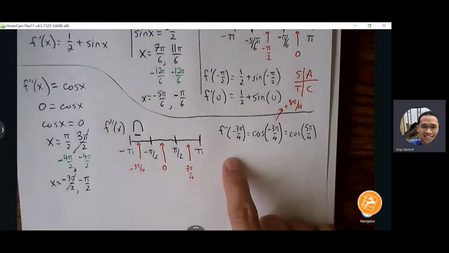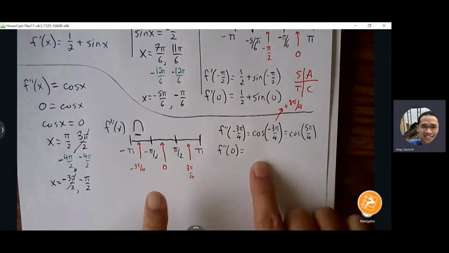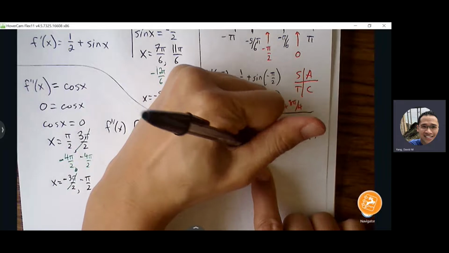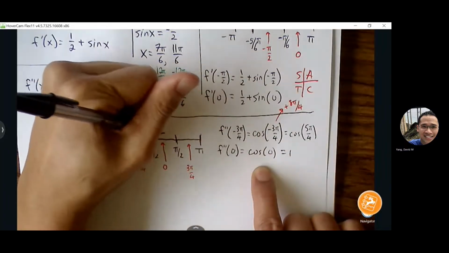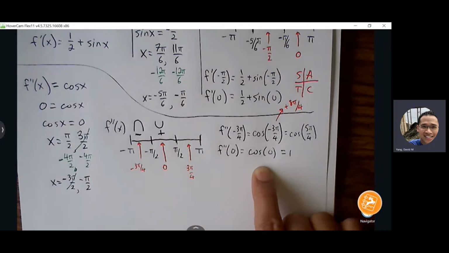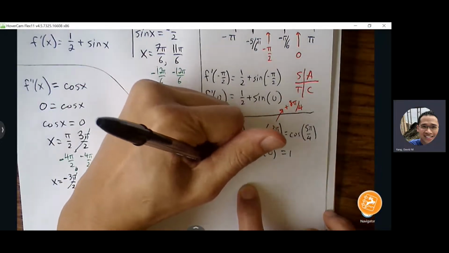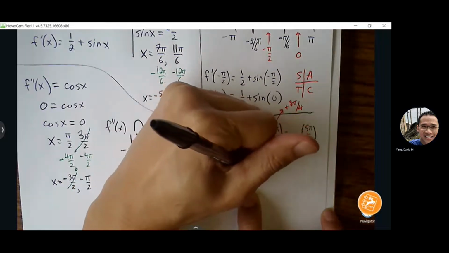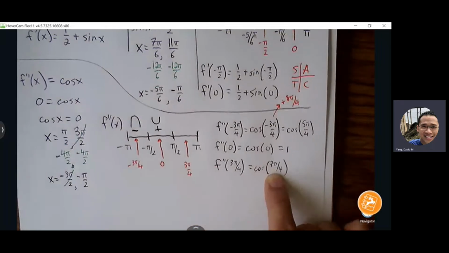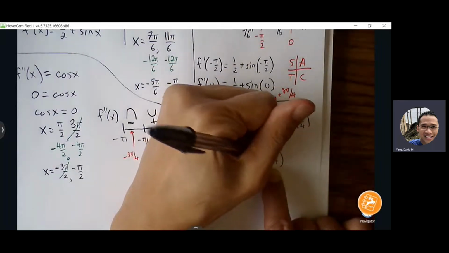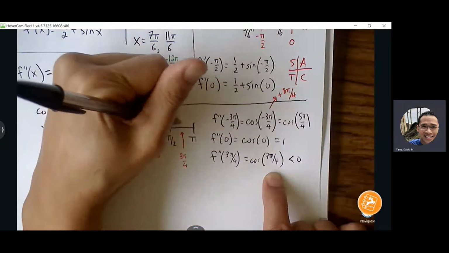Next up, we test 0. Cosine of 0 we know is 1, so that's positive. Concave up. Next up, f double prime of 3 pi over 4. Cosine in the second quadrant is also negative, so concave down.